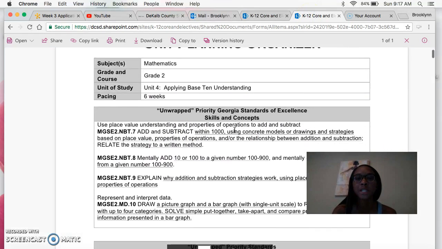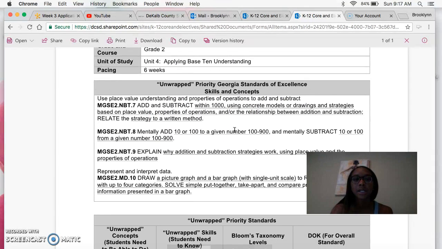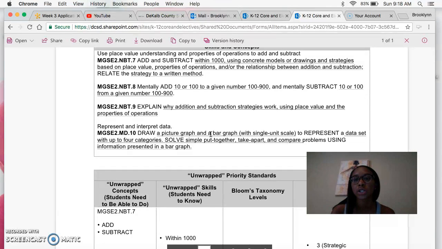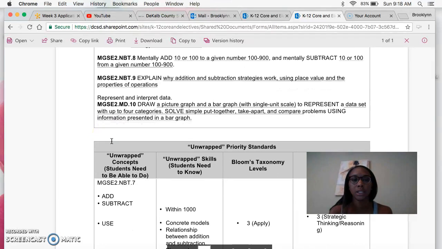Okay, so I'm going to be talking about Unit 4, Applying Base 10 Understanding. These are the priority standards in this unit. Add and subtract within 1,000 using concrete models or drawings and strategies based on place value, properties of operation, and the relationship between addition and subtraction. Mentally add 10 or 100 to a given number, 100 through 900, and mentally subtract 10 or 100 from a given number, 100 through 900. Explain why addition and subtraction strategies work using place value and the properties of operations, and then the represent and interpret data standard, and that is in all units.